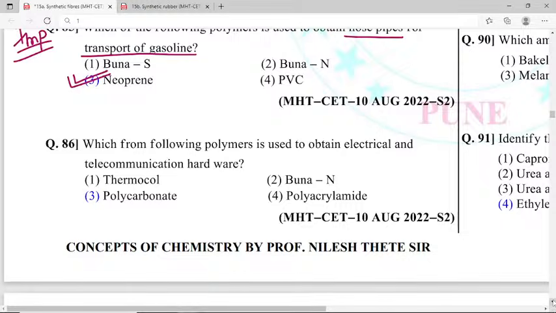Which of the following polymers is used to obtain electrical and telecommunication hardware? Polycarbonate. Electrical and telecommunication hardware. This is again an important question. This is an application-based question actually, where it is used as an application.